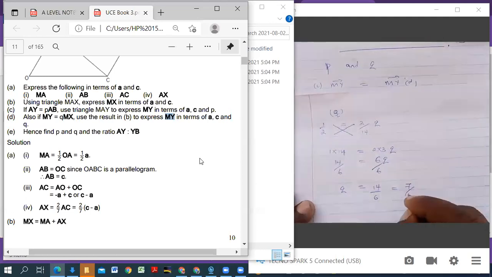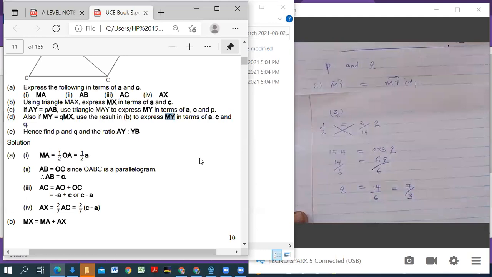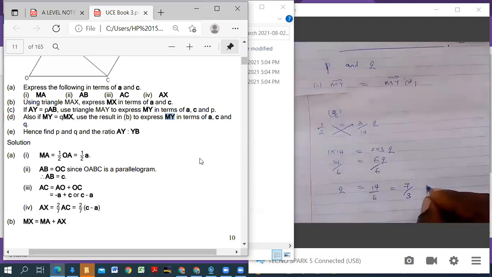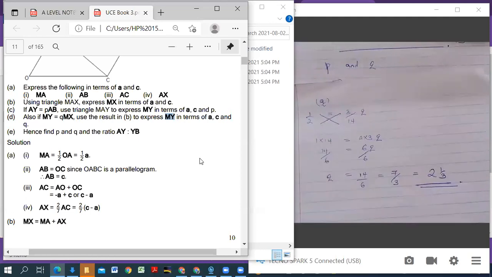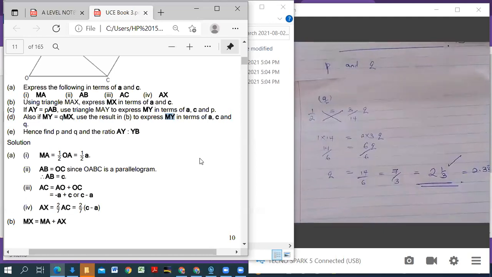7 out of 3. So 7 divided by 3, what do you get? 2.3333333. So 2 whole numbers and a third, isn't it? That's what you get, which is the same as 2.3333, but it's better to write a fraction. Is it okay?